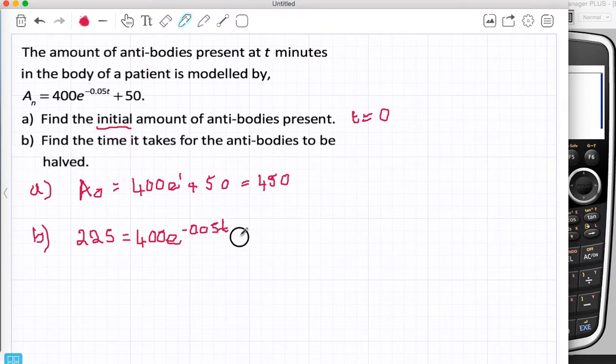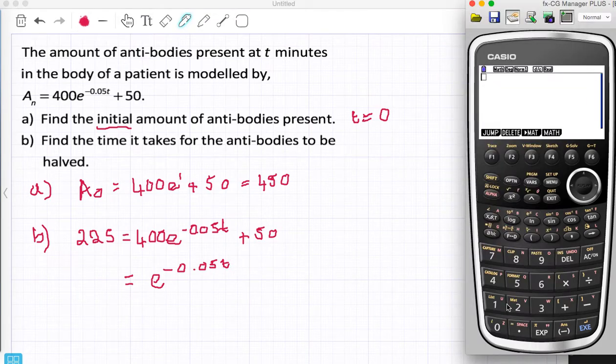400 e to the negative 0.05 t plus 50. I'm going to take away 50 from both sides, and then I'm going to divide by 400. So I'm going to end up with e to the negative 0.05 t equals 225, take away 50, and then divide that by 400, is going to give me 0.4375.